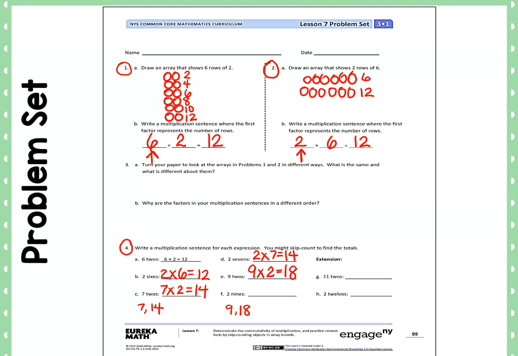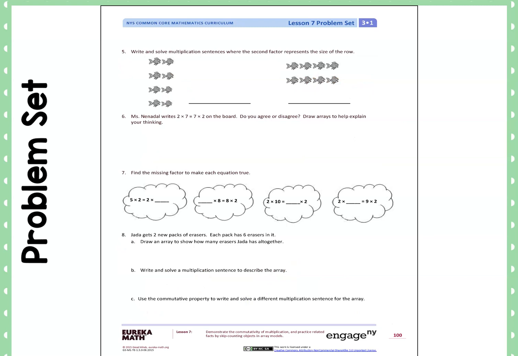If I look at my next problem, I have 2 9's. So just like the last few problems, they're just switching the factors around. So instead of 9 times 2, this time I would have 2 times 9. And I don't need to do a skip count because I already know that 9 times 2 is 18. So then 2 times 9 is also equal to 18. So that's just practicing switching those factors around to find the same answer. Great job. We're going to go ahead and skip to number 5.